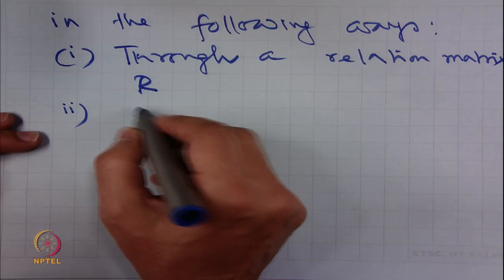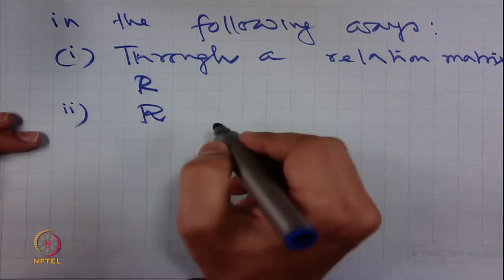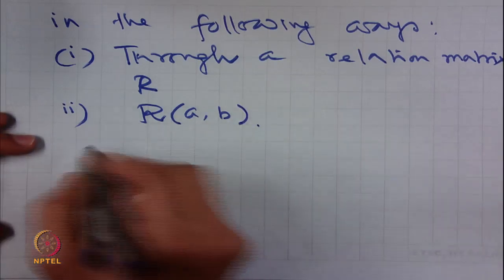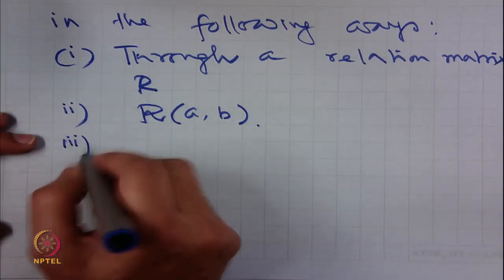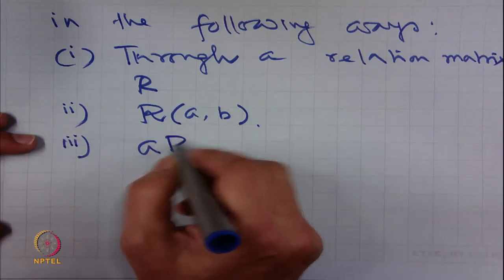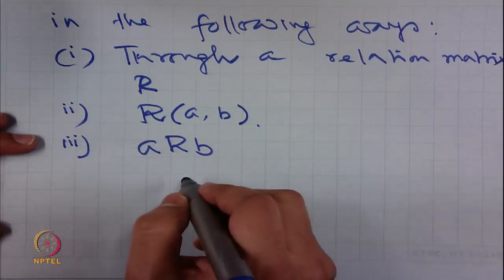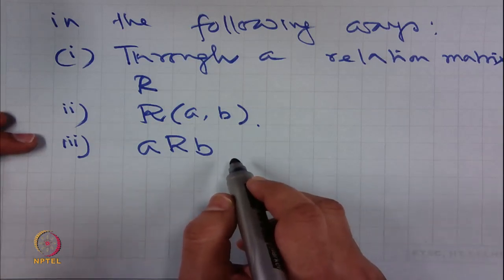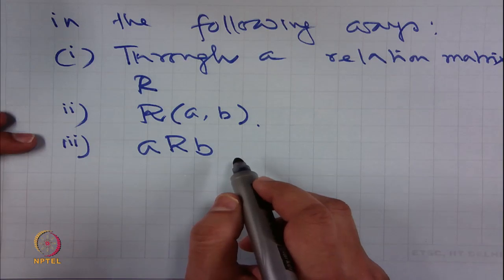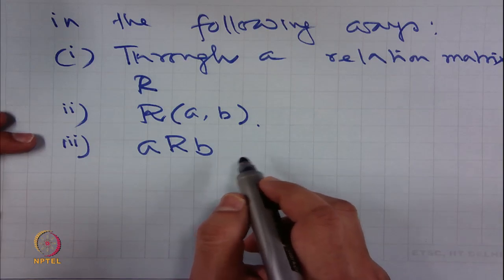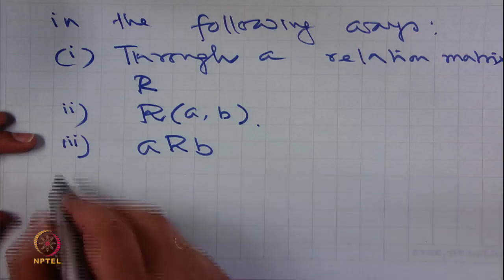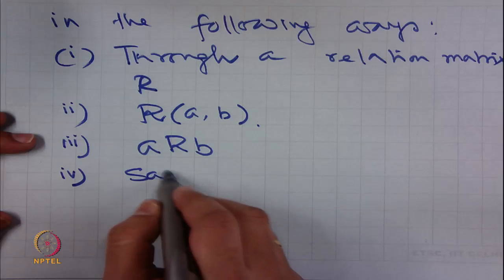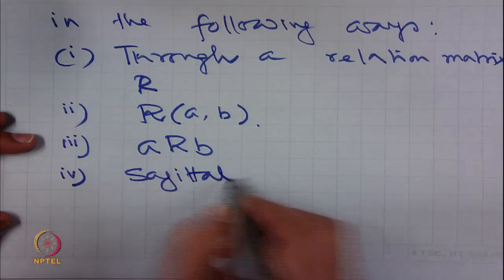Also, we can write it as R(A, B). Also, we can write it as A R B. So, these are the different notations that you may find in different books or other reading materials. And another, fourth way of doing it is through a Sagittal diagram.